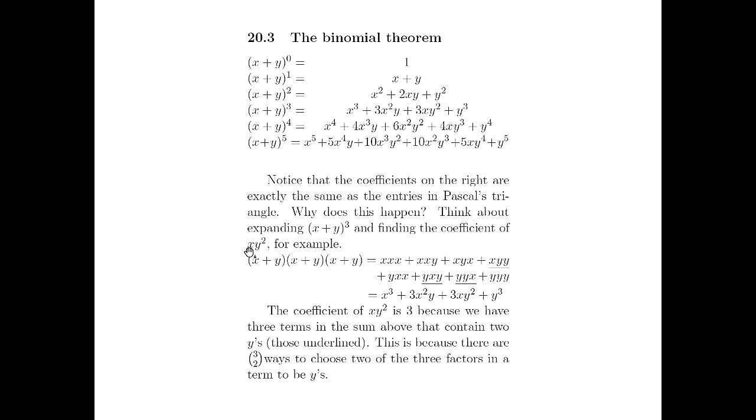We can choose our x here and our y here and our y here, and we get an xy squared. Or we can choose our y here, x here, y here. That's yxy, which becomes an xy squared. Or we can choose our y here, y here, x here. That's yyx, which becomes an xy squared. Right? So those are the three ways we get xy squared, which is why this is a 3.